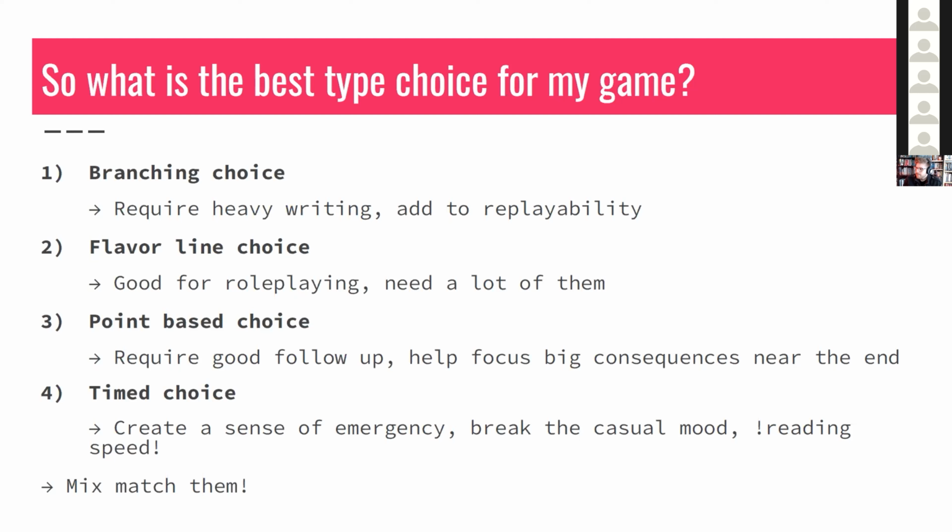Point-based choices require a good follow-up. You actually have to do some math and calculate how many points you can have at maximum and minimum to know which ending you will get. But a very good thing is that they help focus the big consequences near the end of the story. You can have a character dying because of a point-based choice, and you won't have to deal with this character being alive or not during the whole story, because you can make that happen at some point of the story, preferably toward the end for the scope of it. All those choices you made suddenly make sense in these consequences.